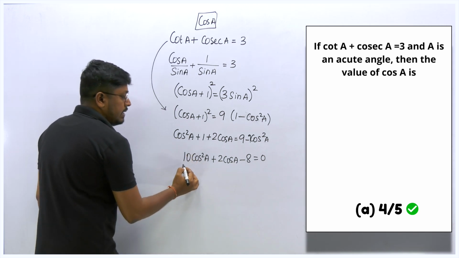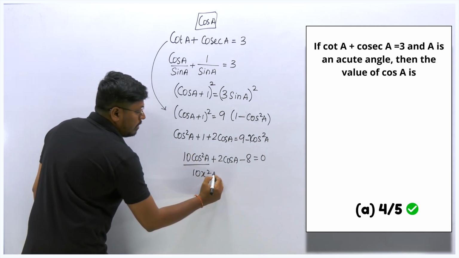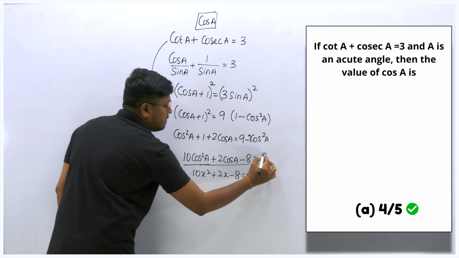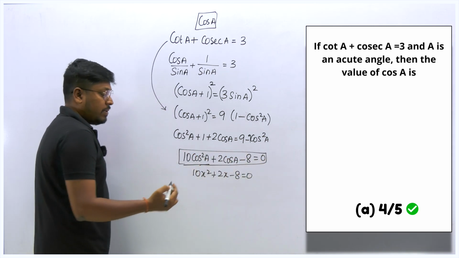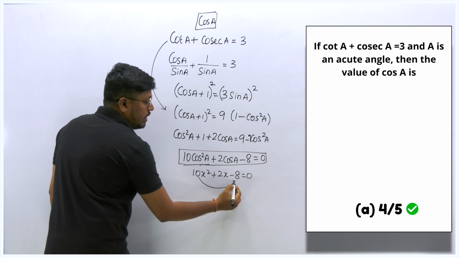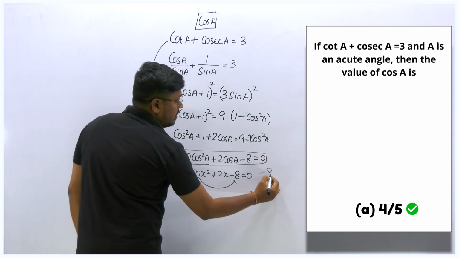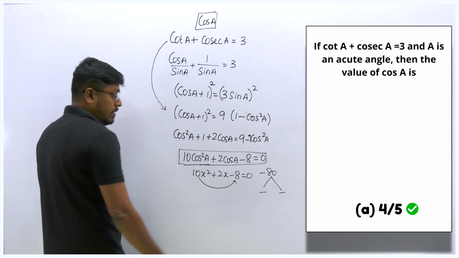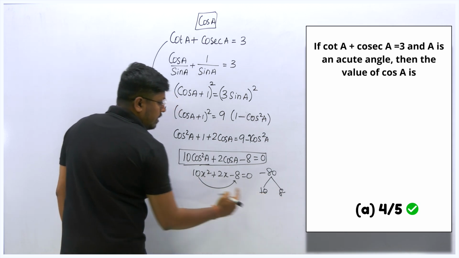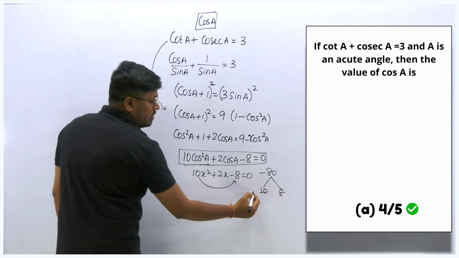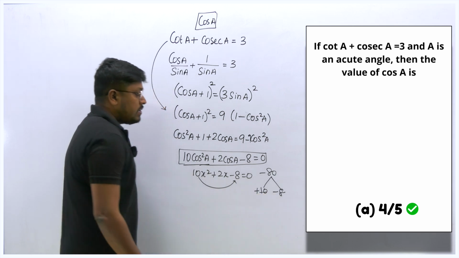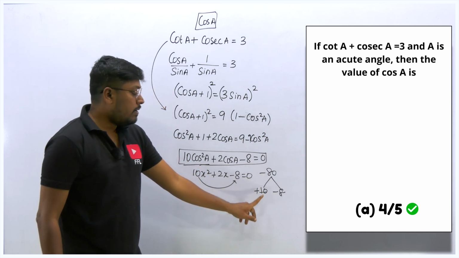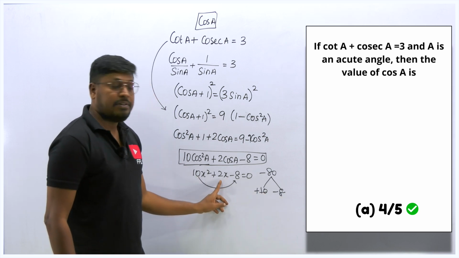So now we can see 10x square plus 2x minus 8 is equals to 0. So this complete expression looks like a quadratic equation. So now we need to solve. 10 into 8 will be 80, so minus 80. The two numbers that we multiply, the resultant should be 80, so 10 and 8, and here our target is to get plus 2. So plus 10 and minus 8. When you multiply plus 10 and minus 8, resultant will be minus 80. When you add these two numbers, resultant will be plus 2.